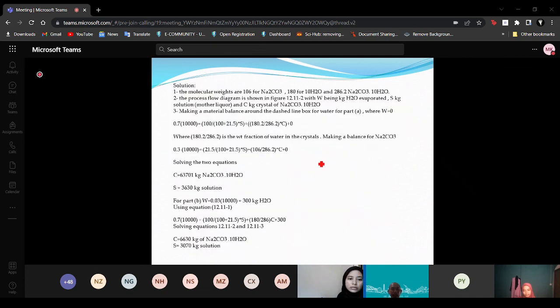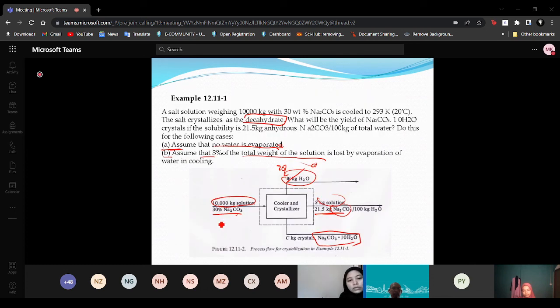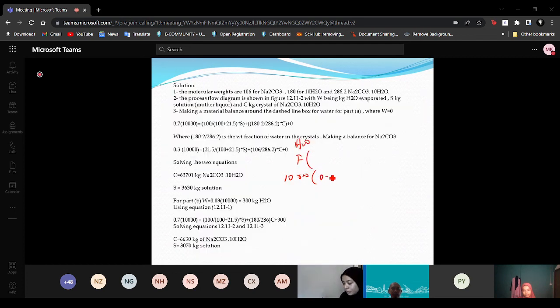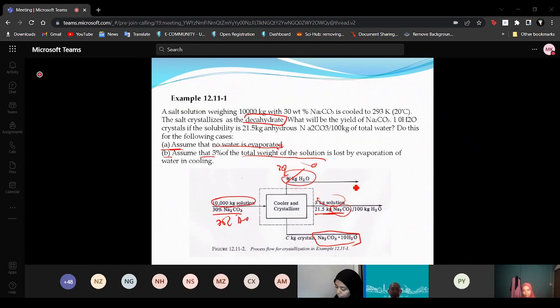Earlier we had F. Okay, we do the balance in this case, we do water first. H2O. So F is 10,000. 30% is sodium carbonate, so another 70% is H2O. So 0.7 F equals W plus S. S, you don't know how much comes out unless they give it. The solubility is 21.5 per 100 kilo.